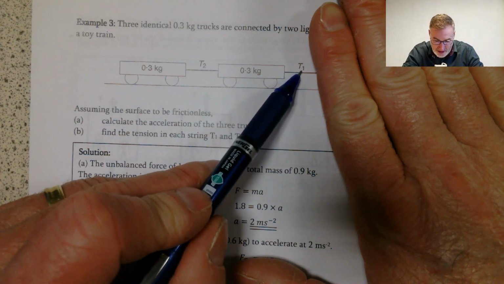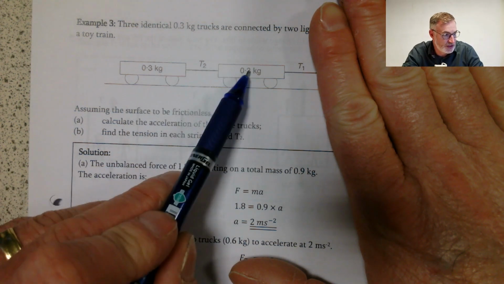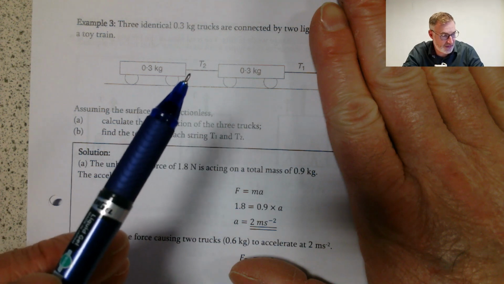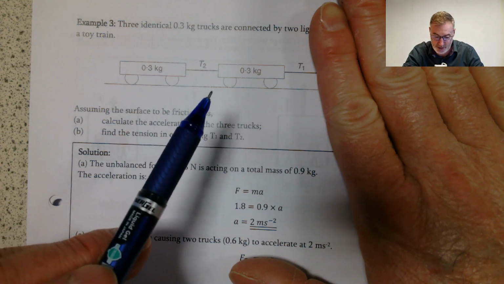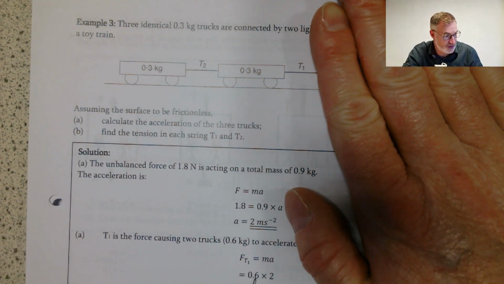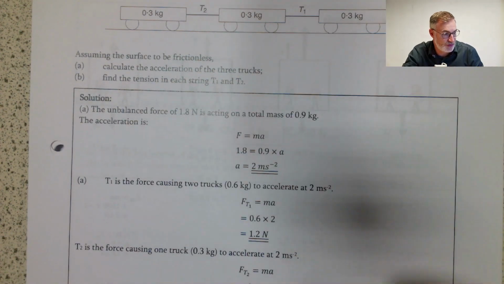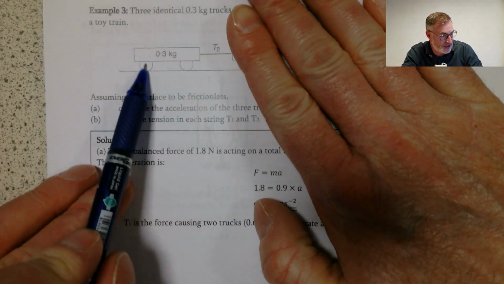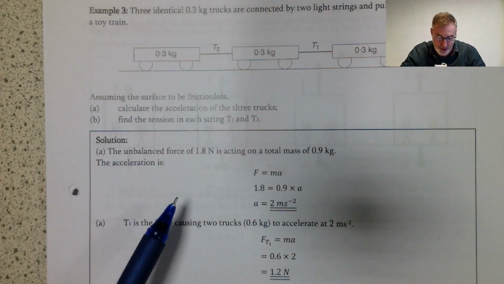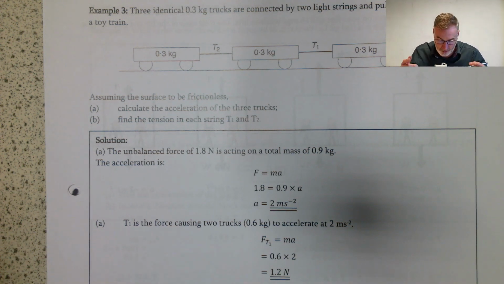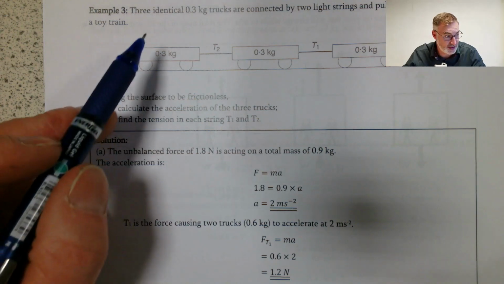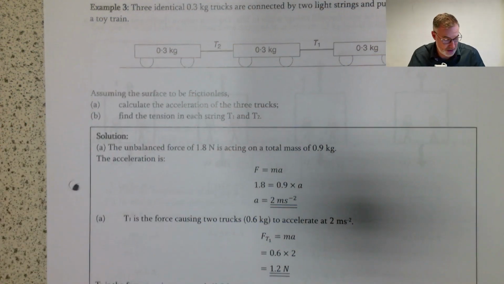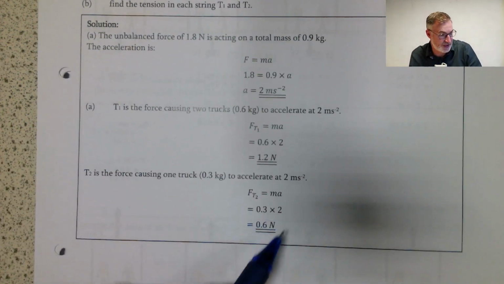Whatever force, we need a force that would cause 0.6 kilograms to accelerate at 2 meters per second squared. And so we're going to have 0.6 times 2, which is 1.2 newtons. And finally, forget about the rest of them. Now, what force would cause an acceleration of 2 meters per second squared to a mass of 0.3 kilograms? That would be 0.6 newtons there.